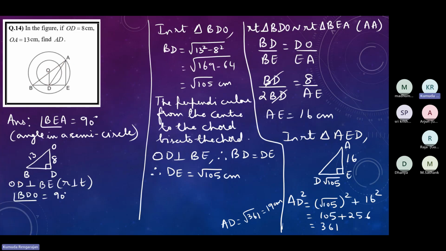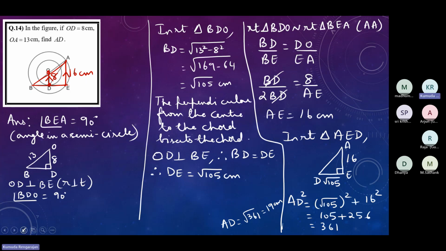Since you know the midpoints of two sides of the triangle, this is the triangle. D is the midpoint of BE. O is the midpoint of BA. So DO is the line segment joining the midpoints. It's parallel to the third side of the triangle, AE, and equal to half the length of the third side. So OD is 8 centimeters, which means AE is 16 centimeters.